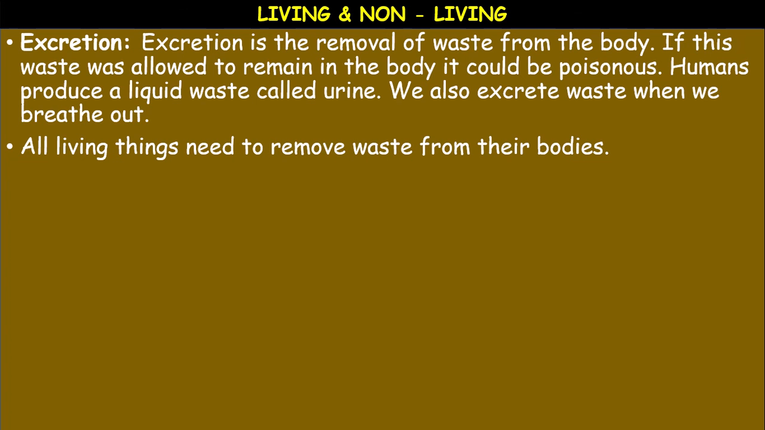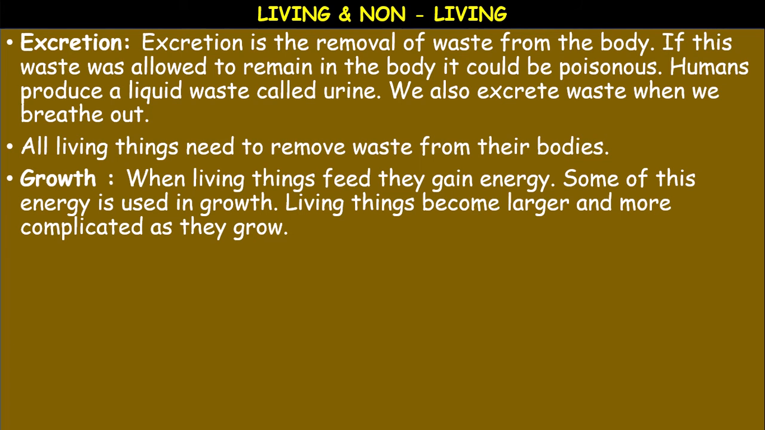All living things need to remove waste from their bodies. Even plants eliminate waste materials. In plants, the waste materials may be in the form of gum, tannins, latex, alkaloids and like that. Different types of waste products are produced by the plants.